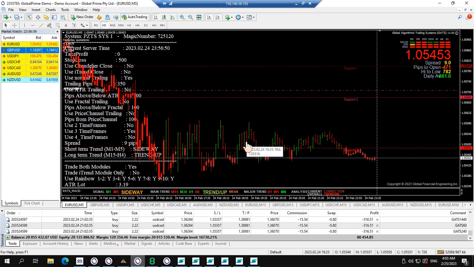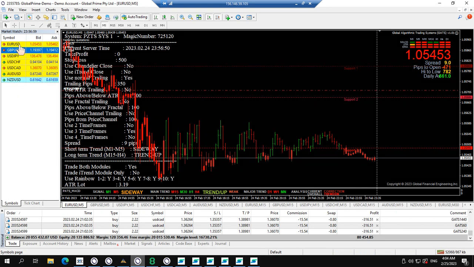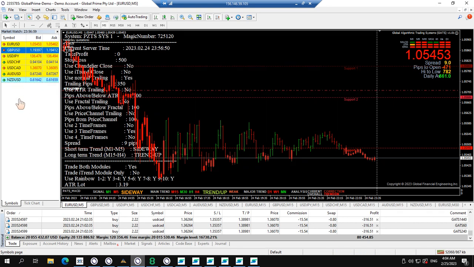We have denoted the particular account to be 2355785, and just to run through how we set this up, there are 7 pairs we are using. If you look to the upper left hand side, you see the Euro/USD, GBP/USD, Japanese Yen/USD, Swiss franc/USD, Canadian/USD, Australia/USD, New Zealand/USD. These are the 7 pairs that we trade for this strategy.